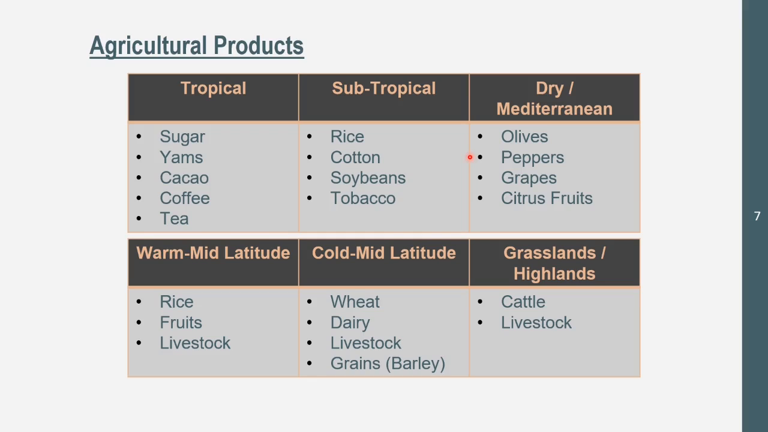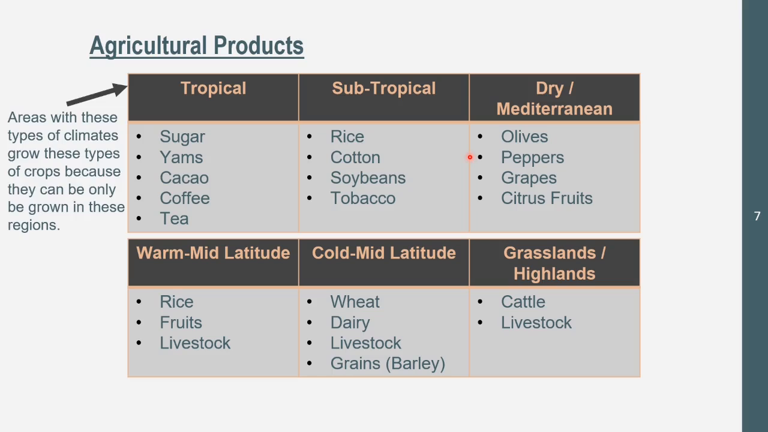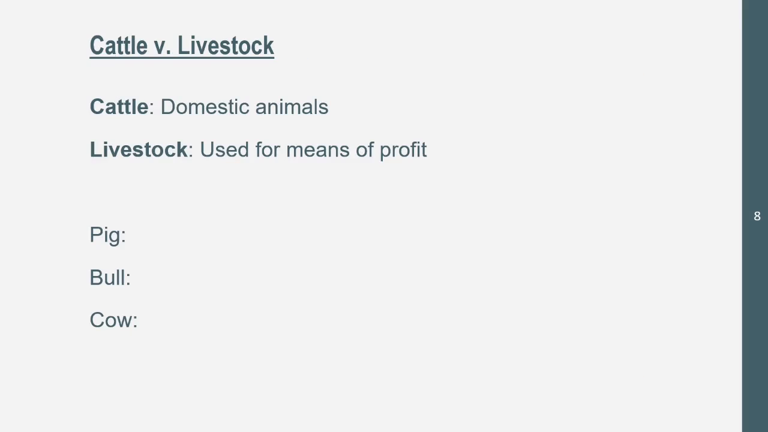Cattle, livestock, they'll be slaughtering those animals for meat, getting products like wool or milk as well. So yeah, we already went through that. Now let's get into the difference between cattle and livestock.